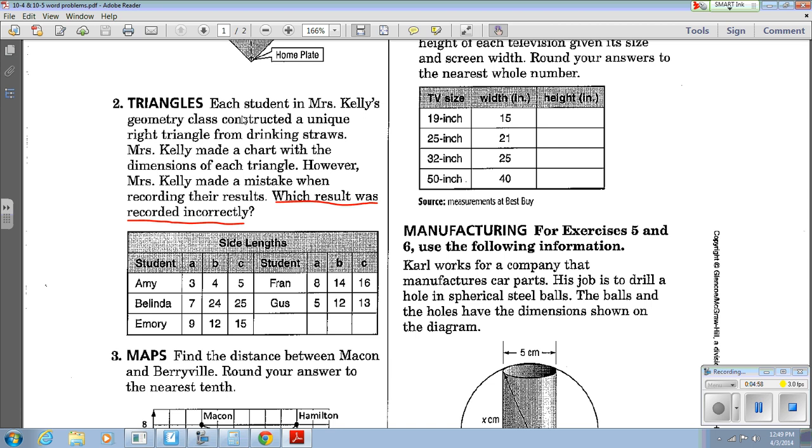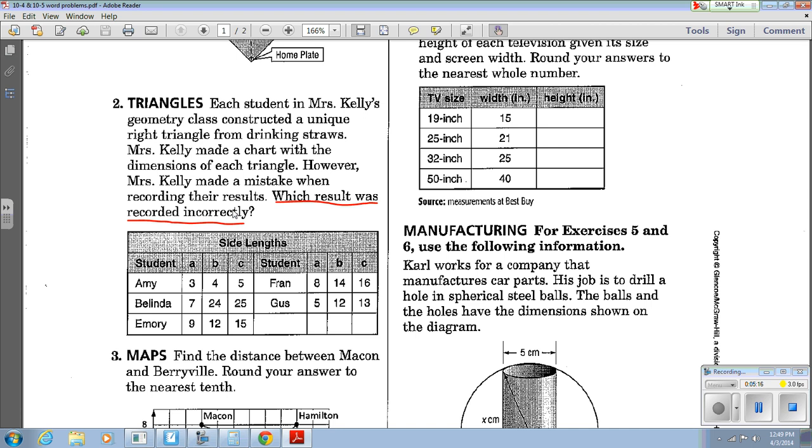All right, so let's go back through our information. Each student in Mrs. Kelly's geometry class constructed a unique right triangle from drinking straws. Mrs. Kelly made a chart with the dimensions of each triangle. However, Mrs. Kelly made a mistake when recording the results. Which result was recorded incorrectly?